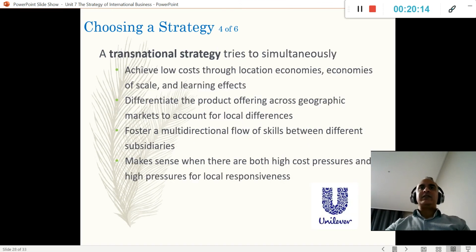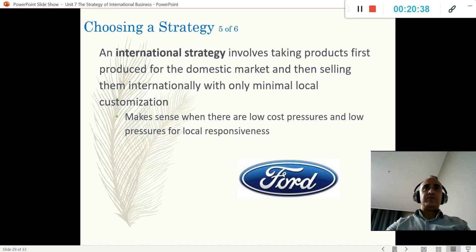We have a transnational strategy. So in this case, we have a large range of products which are localized, and a large range of products which also are very standardized. So we have a little bit of both, right? Some products are for local markets, and some others are for all international markets. And then in this one we have the international strategy.